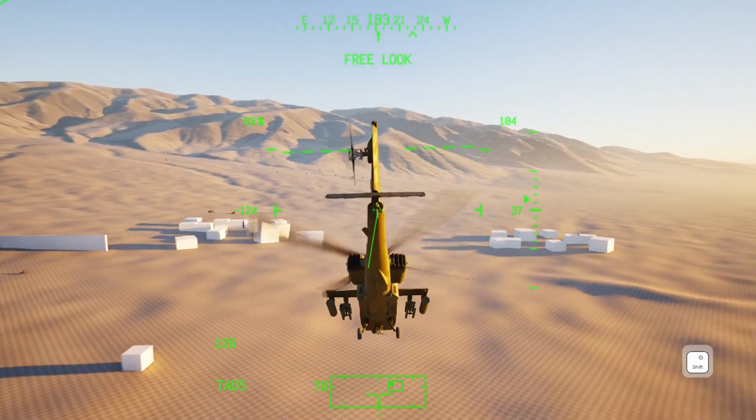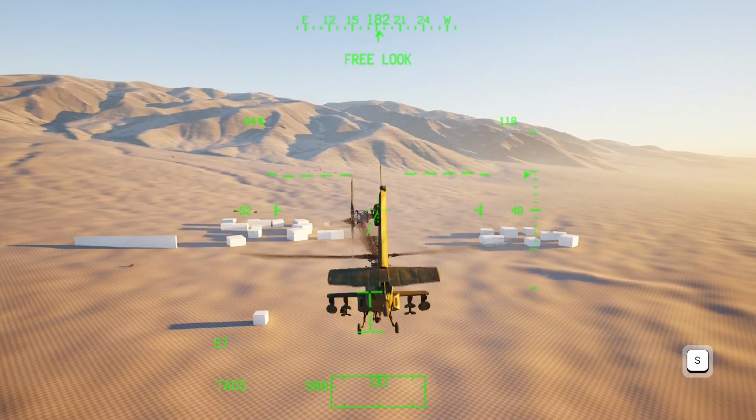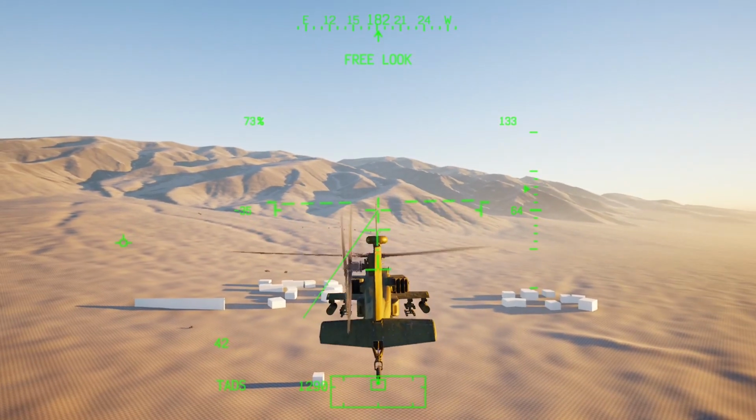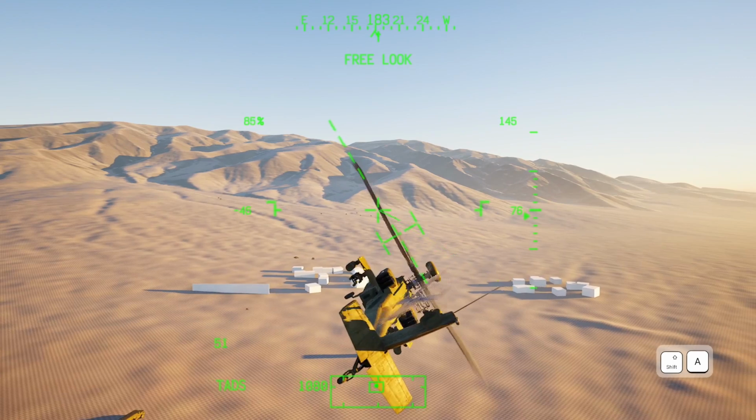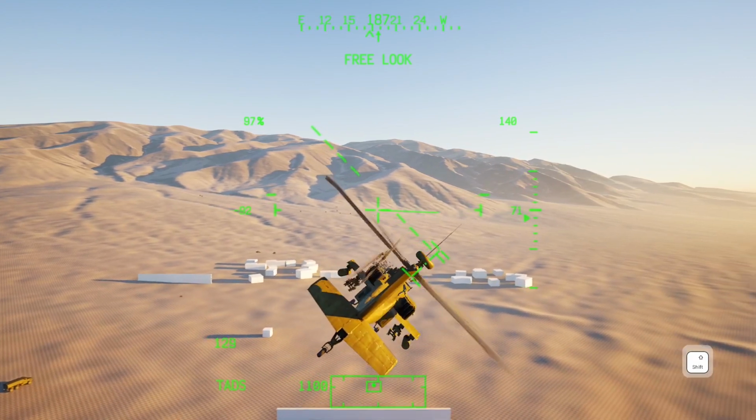So the velocity vector line gets shorter as I pitch the nose down to fly forward. It even changes scale when the velocity is below 50. Going back to the movement, if I roll to the right, the helicopter will go right, and vice versa.